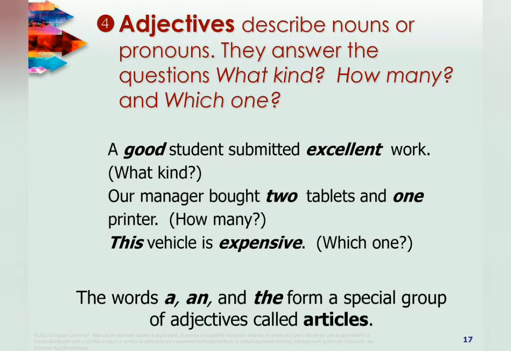Now, adjective definition and types. So let's see what adjectives are. As I already told you, words that describe a noun or pronoun are called adjectives. They answer the questions what kind, how many and which one. For example, a good student submitted excellent work. It tells us what kind of student or what kind of work. Second, our manager bought 2 tables and 1 printer. It tells us how many tables and how many printers. And third, this vehicle is expensive. It tells us which vehicle.